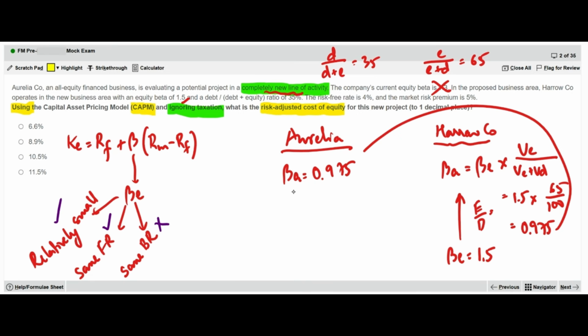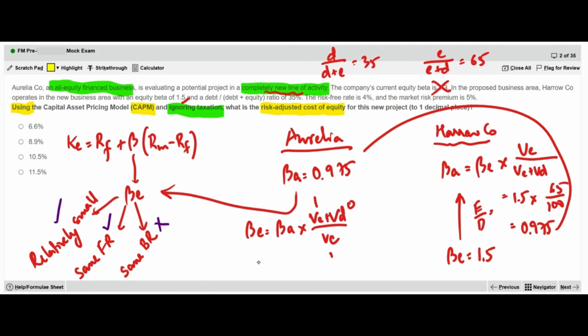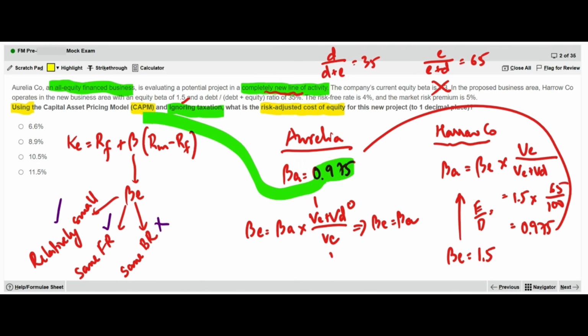And now calculating beta equity to be substituted over here, the beta equity formula is beta asset into value of equity plus value of debt divided by value of equity. It is very clearly written in the question that it is an all equity finance company. In an all equity finance company, the equity is the same, the debt becomes zero, so we can see that the beta equity will be equal to the beta asset. So what happens over here? Here we can see that this very same 0.975 could be substituted over here in order to calculate the KE.